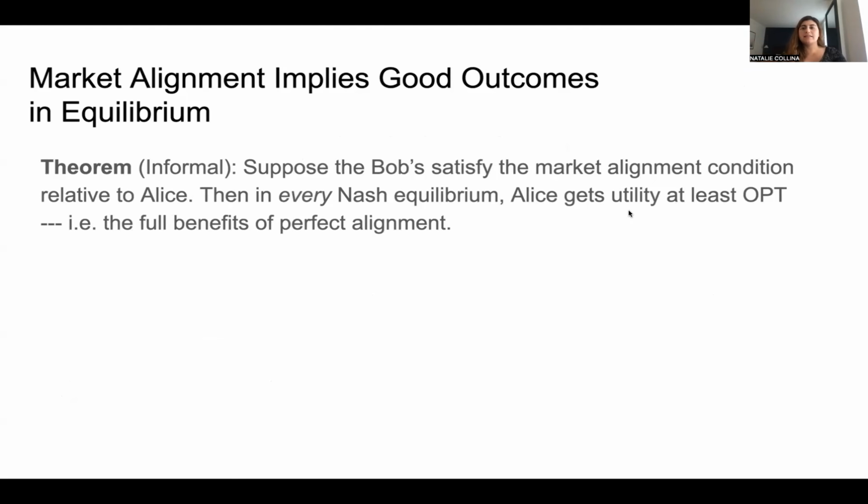And so the theorem says if all the Bobs satisfy market alignment together relative to Alice, then in every single Nash equilibrium of this game, not just one, every single Nash, Alice gets utility at least that of opt, i.e., the benefit she would get by interacting with a single perfectly aligned Bob.